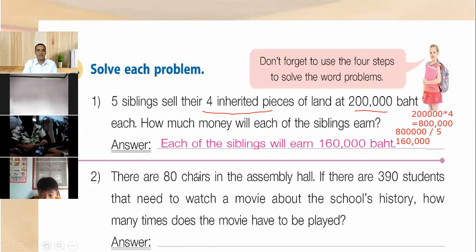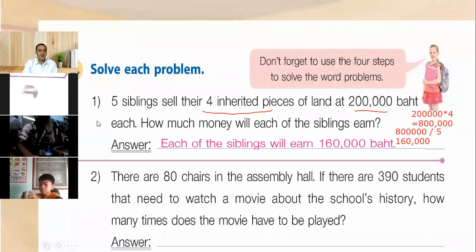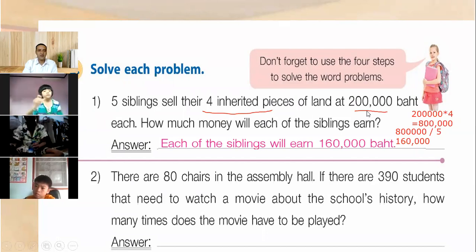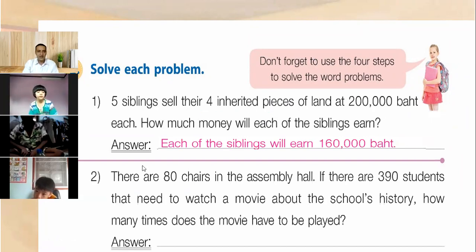Okay, students, do you understand that? Did you understand how we are going to solve it? First, we get the information given to us: the price of each land, right? And how many pieces of land it was? Four, right? So 200,000 times four means 800,000 baht. And then they have to divide it among five siblings. So 800,000 divided by five means each person gets 160,000 baht. Okay, now we have another problem.